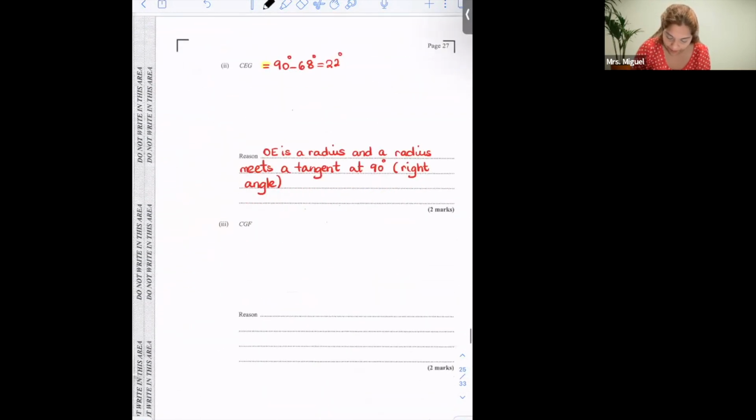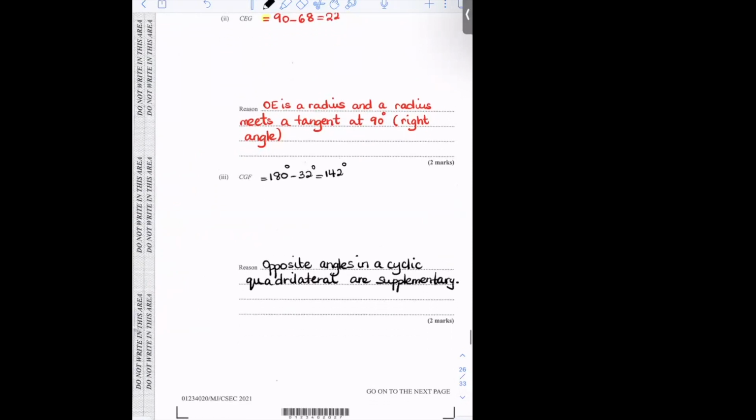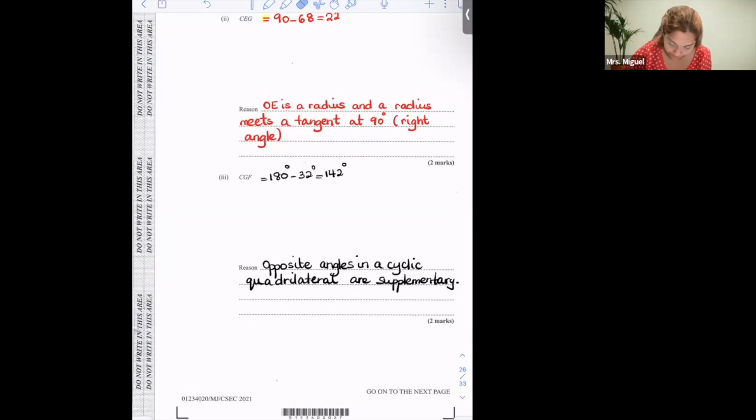Let's write. 180 minus 38 is 142. The reason is opposite angles in a cyclic quadrilateral are supplementary. Excuse me, miss. Go ahead. Is it 180 minus 38? 38, all right, thank you.